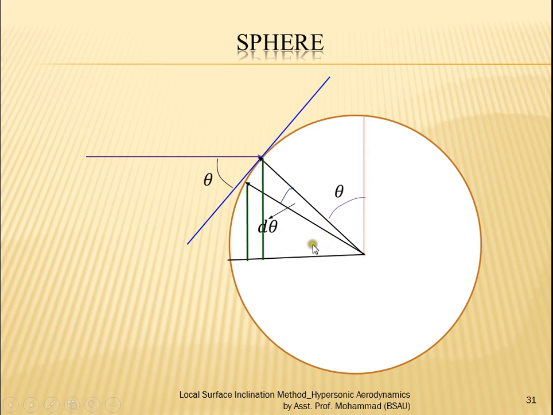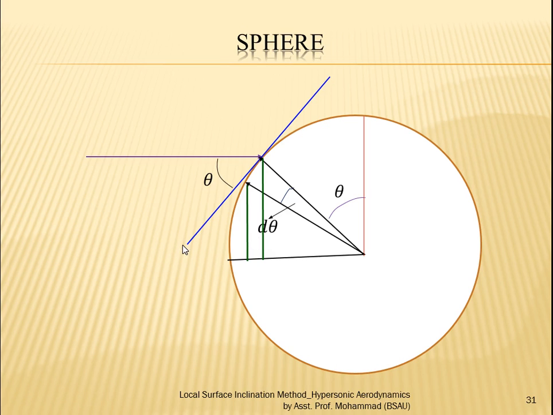If this is theta, this is 90 minus theta, so the radius becomes r cos theta. The ring will have a radius of r cos theta, and a width equal to r d theta. So the area on which this flow is impinging and then getting deflected by this particular angle is given by 2 pi r cos theta into r d theta. That's the area, and that's the only difference between the sphere and the cylinder.